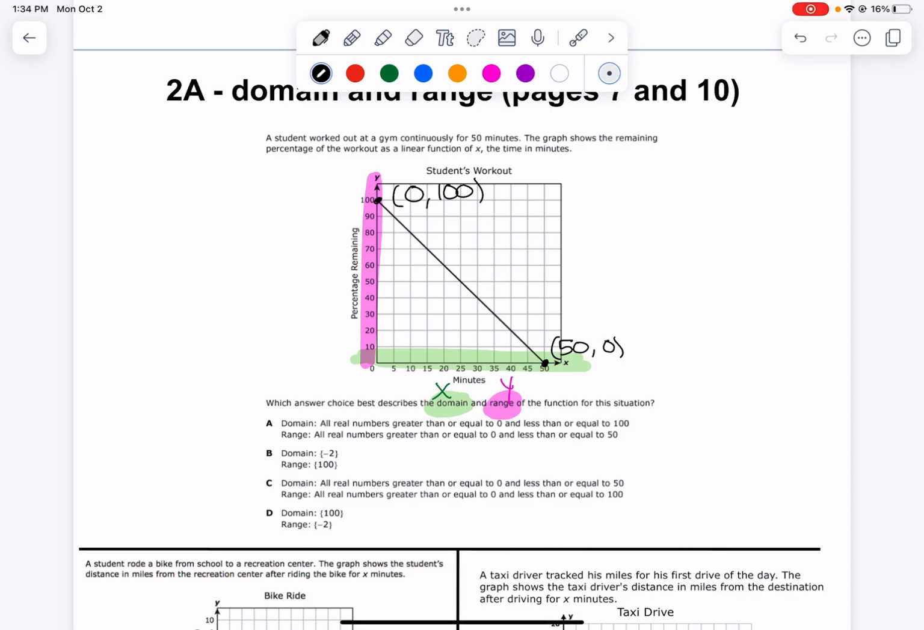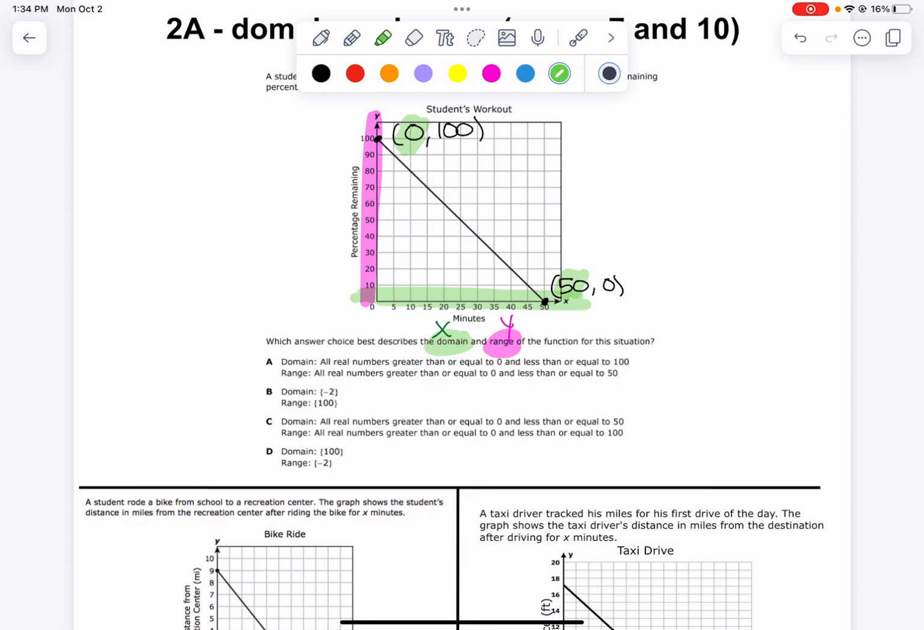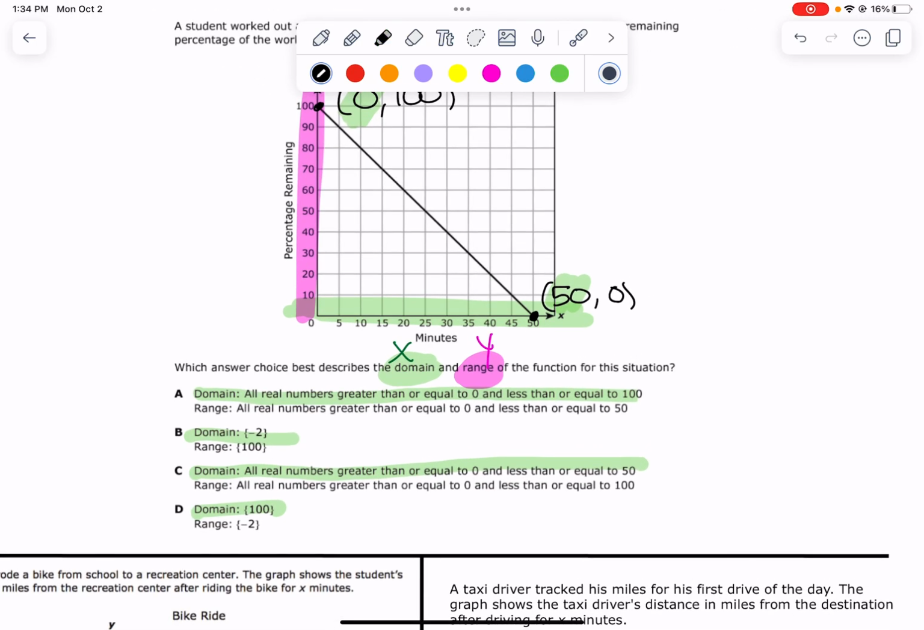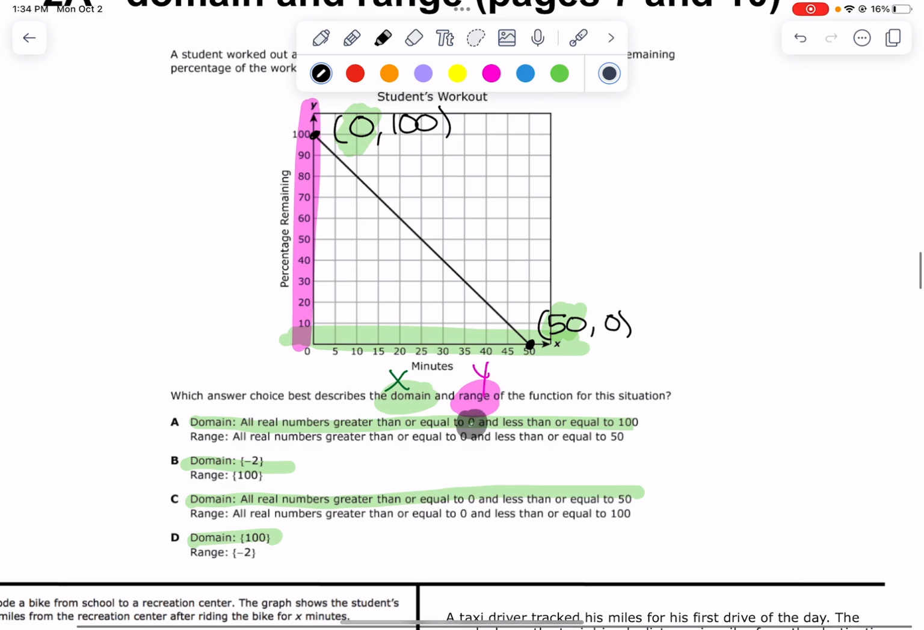So let's start with domain just because it's a little bit easier. We have 0 and 50. So I need my answer to have 0 and 50 for domain. Let's look at those. On the first one, I have 0. That's good. But I do not have 50. So A is out of the picture.